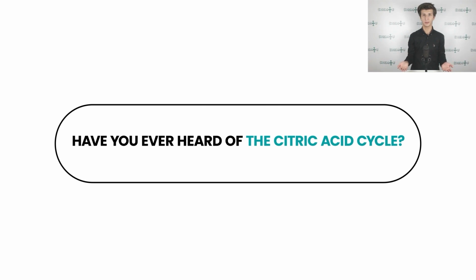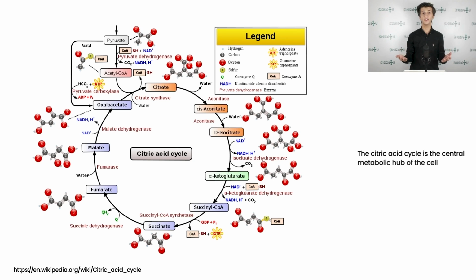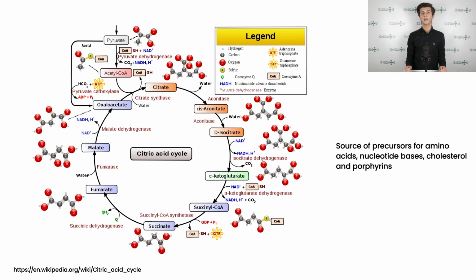Nevertheless, I would like to remind you, the citric acid cycle is the central metabolic hub of the cell. It is the gateway to the aerobic metabolism of any molecule that can be transformed into an acetyl group or dicarboxylic acid. You can see the complete cycle on the screen now. The cycle is also an important source of precursors, not only for the storage forms of fuels, but also for the building blocks of many other molecules, such as amino acids, nucleotide bases, cholesterol, and porphyrin, the organic component of heme.